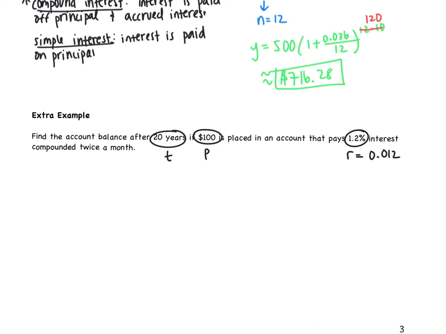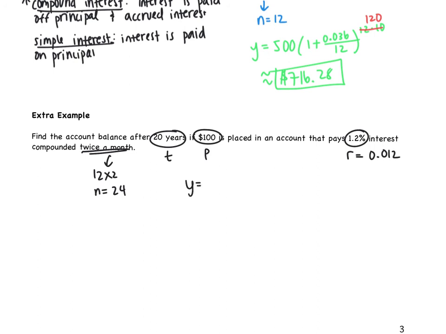N is not 1 in this case because we're talking about compound interest or money. So we got to figure out what n is. It says compounded twice a month. So we're looking at interest once a year. If it's compounded, though, twice a month, how many times do we get interest in a year? Well, 12 months happens twice a month. So our n is 24. We get paid interest 24 times a year.